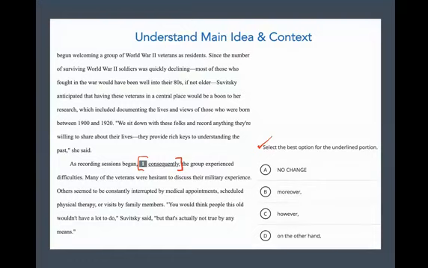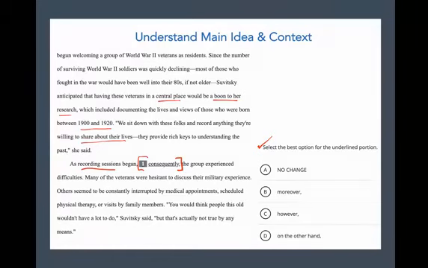It looks like there's a number of surviving World War II soldiers, and the number was quickly declining. Most of those who fought in the war would have been well into their 80s, if not older. Suvitsky anticipated that having these veterans in a central place would be a boon to her research, which included documenting the lives and views of those who were born between 1900 and 1920. Here it says we sit down with these folks and record anything they're willing to share about their lives. They provide rich keys to understanding the past. So they want to meet with these older war veterans and record their conversations.